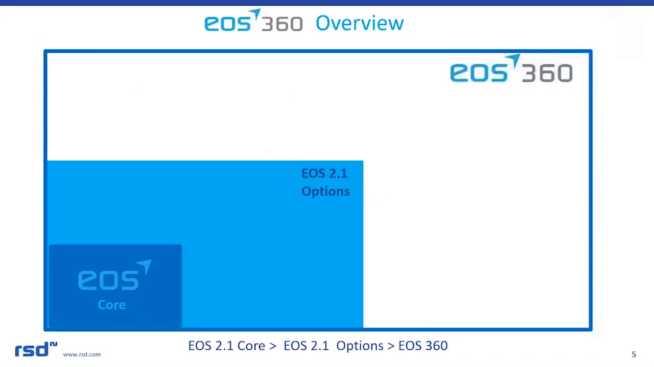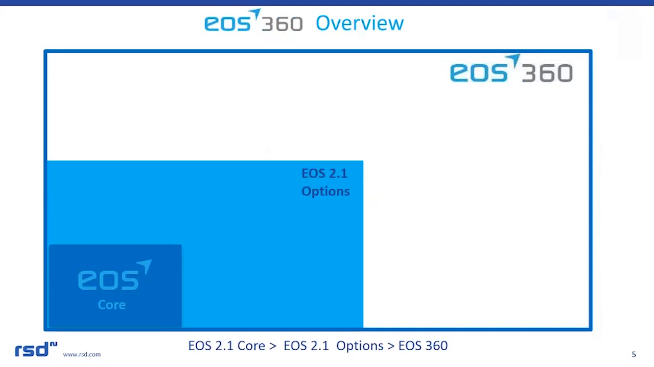EOS 360, I want to briefly review the features of EOS 360. Many of you have seen much of this, but we want to review at a high level. EOS Core is the base server components, and I want to point out that many of the base server components that in the past were separately licensed features are now included in EOS 360. So let's look at some of the components associated with EOS 360.